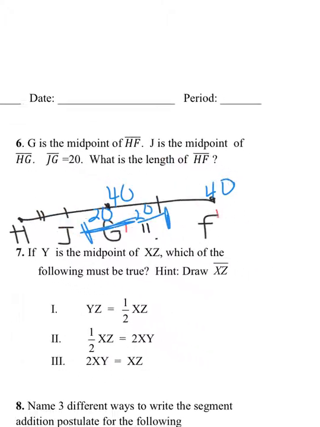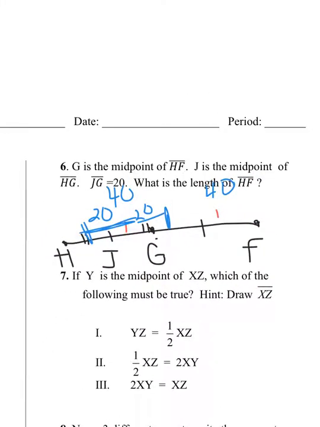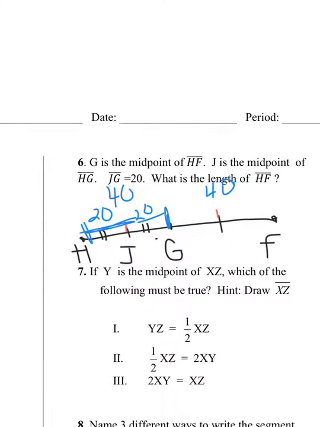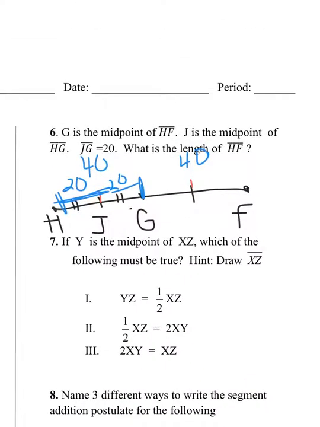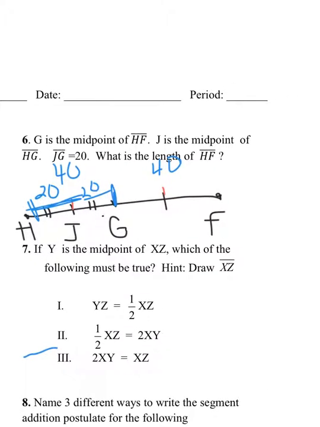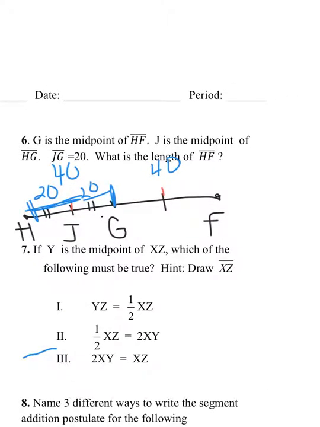So what should be the full length? Oh, okay. That's fun. Let's try that again. So what should be the length of HF is 40 plus 40, which is, of course, 80. It's a messy 80.